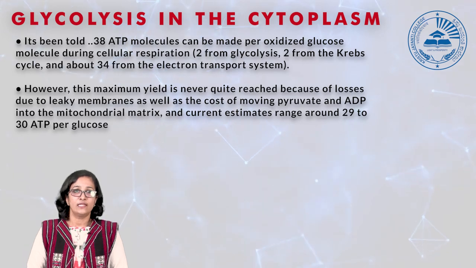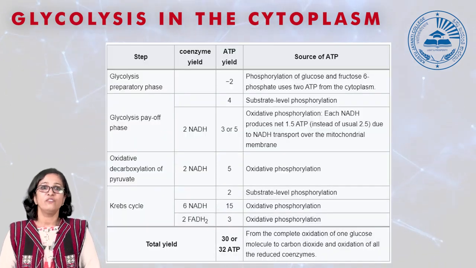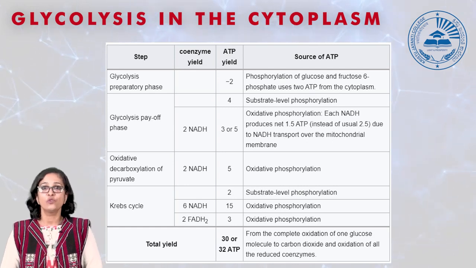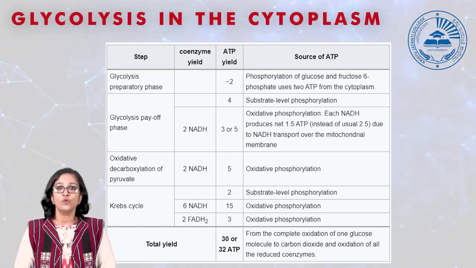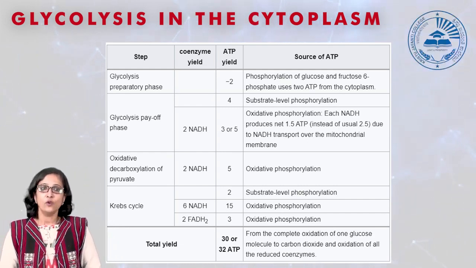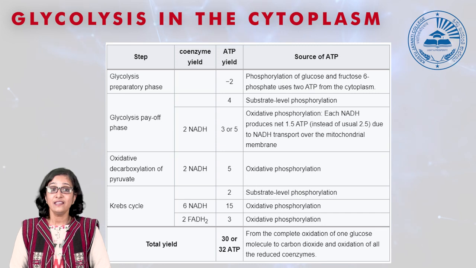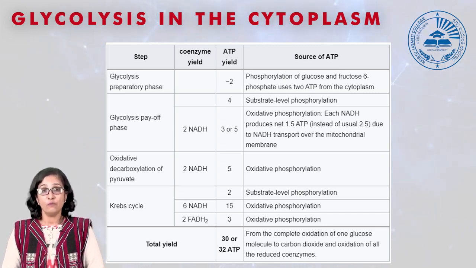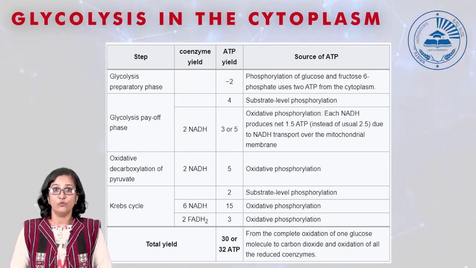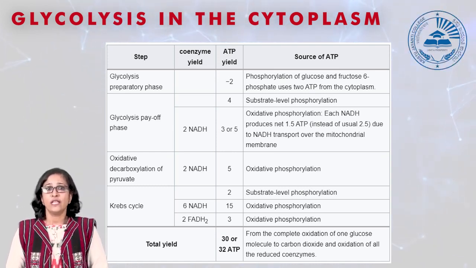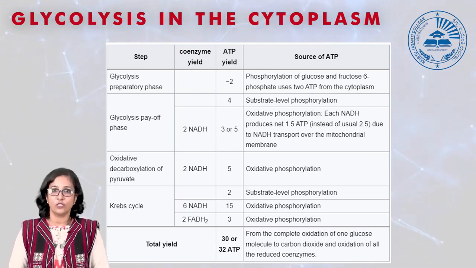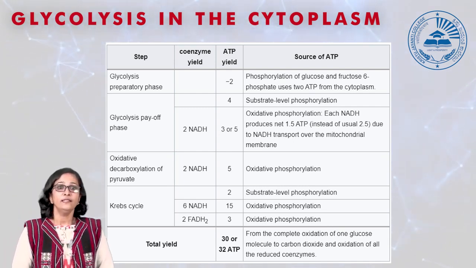So in this table you can see, in the glycolysis preparatory phase, we use 2 ATP molecules. That is, the source of ATP here is phosphorylation of glucose and fructose 6-phosphate, which uses 2 ATP from the cytoplasm, that is shown as -2 over there. Then in the glycolysis payoff phase, or the energy yielding phase, 4 ATP molecules are produced as a result of substrate level phosphorylation, and 2 NADH molecules are produced, from which 3 or 5 ATP molecules can be produced by oxidative phosphorylation.